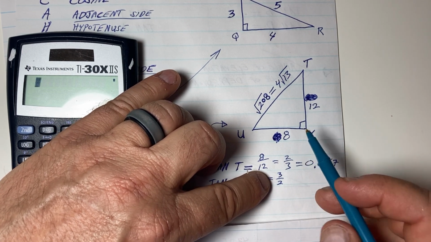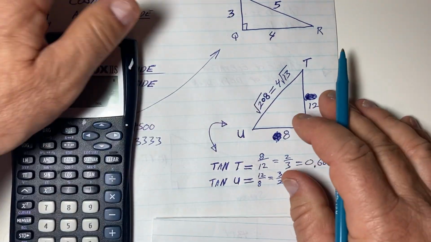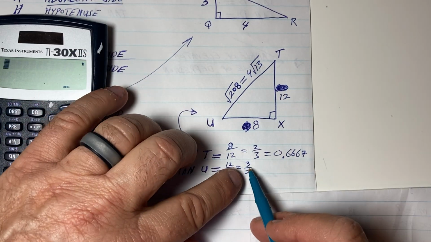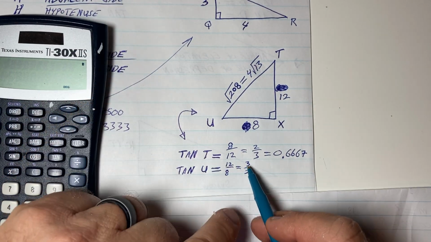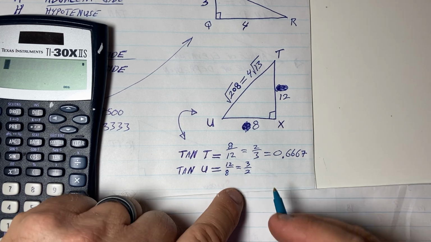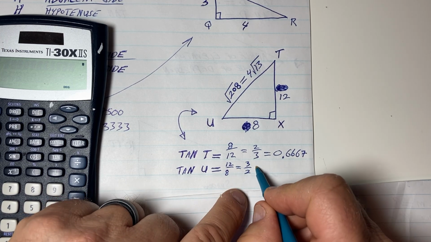These are trigonometric ratios. There are no units associated with this. There are no units. Okay, the units cancel each other out. It's just a ratio. So leave it as 3 over 2. Do not write that as 1.5. Just leave it like that.